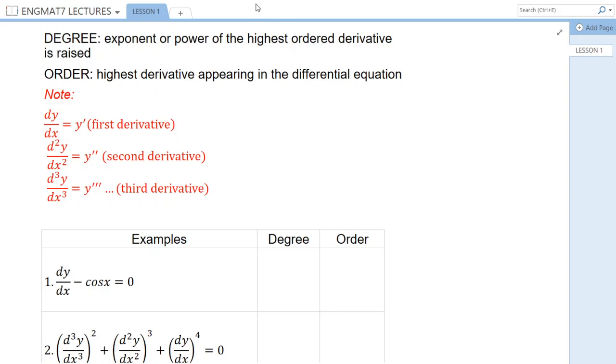Let us find the degree and order of the differential equation. The degree is the highest exponent of the highest-order derivative, and the order is the highest derivative appearing in the differential equation. Take note that dy over dx is also equal to y prime, the first derivative; d squared y over dx squared is y double prime, the second derivative; and d cubed y over dx cubed is y triple prime, the third derivative, and so on.